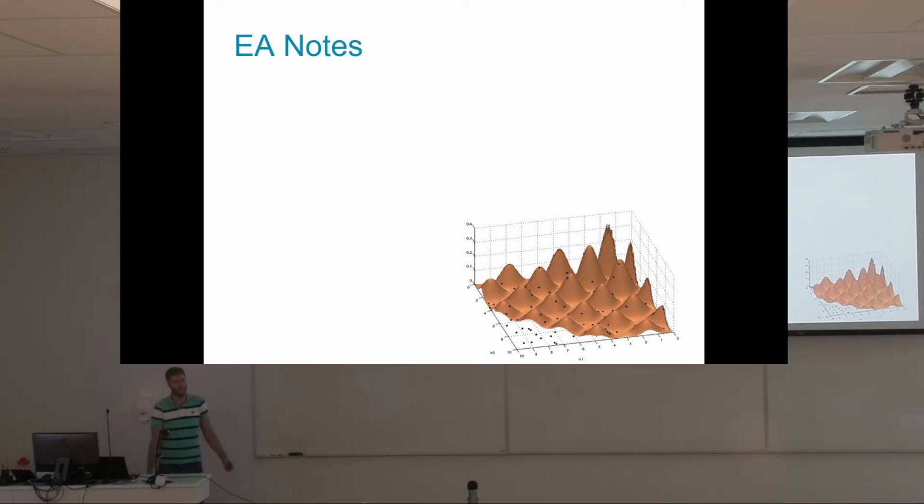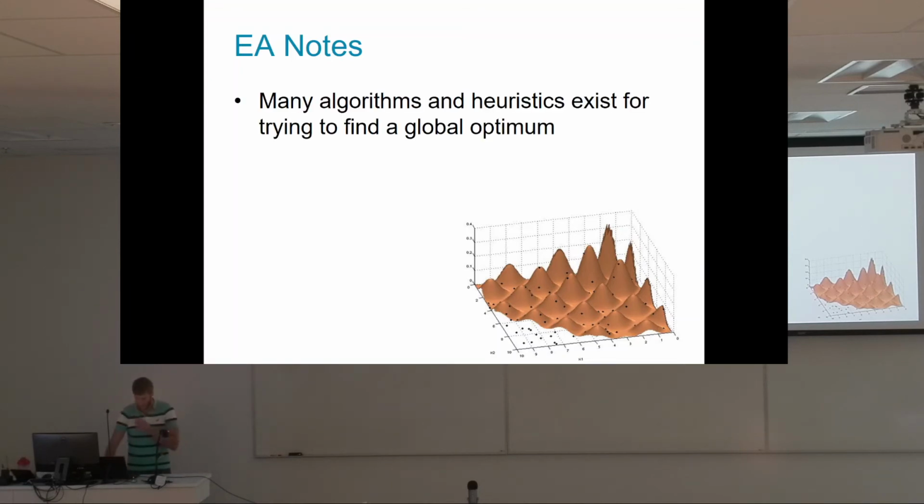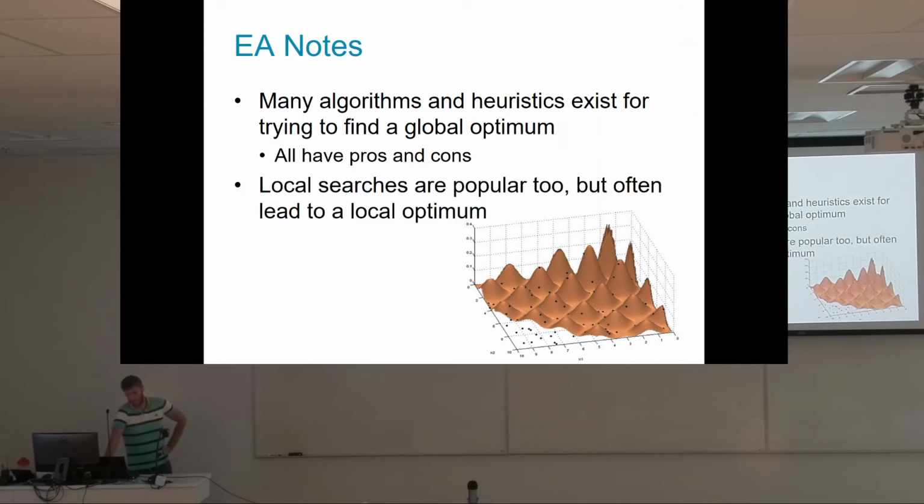If you can do a calculation of 1 million a second, it's going to take forever. Actually, 1 million a second will probably be quicker than a couple trillion years. But the point being, it'll take a long time. Many algorithms and heuristics exist for trying to find the global optimum. They all have pros and cons. Local searches are popular too, but often lead to a local optimum, which might be fine.